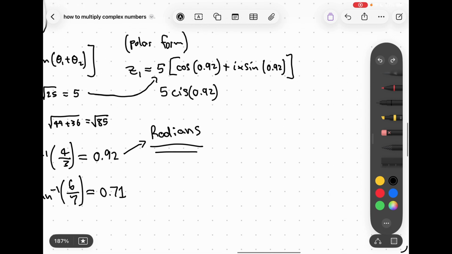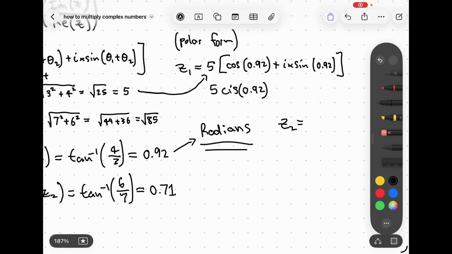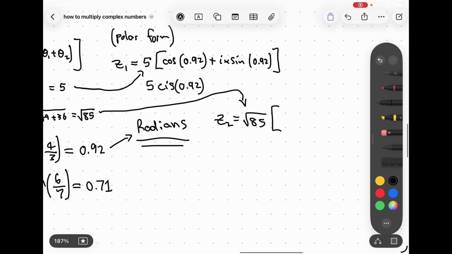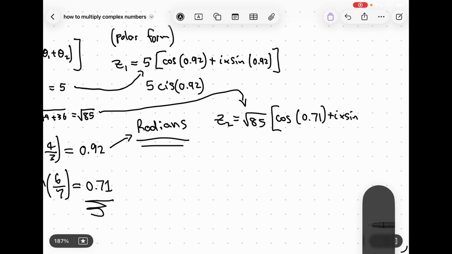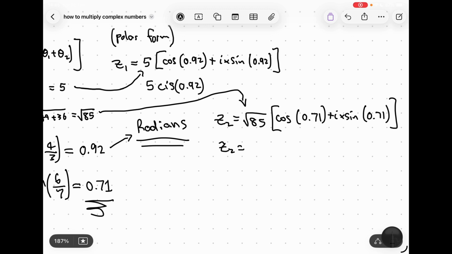So now z2 is going to equal, we're going to take the modulus, or the absolute value that we found here. So we're going to have root 85 outside of the cos of 0.71 plus i times the sine of 0.71. Or z2 is equal to square root of 85 cis 0.71.